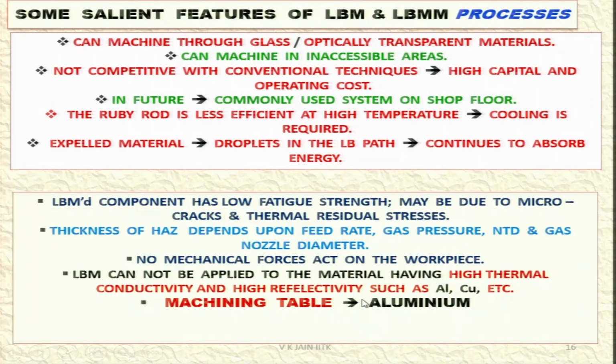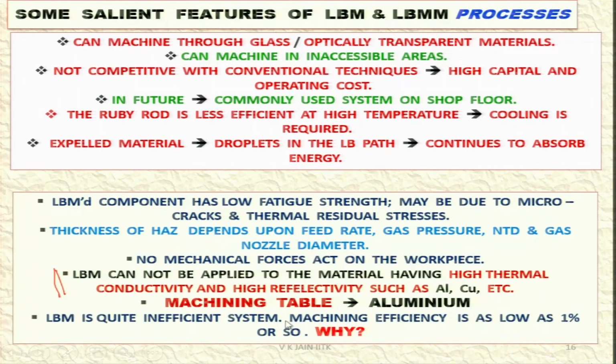Please note it very carefully, this is a very important characteristic: LBM cannot be used for machining those materials which have high thermal conductivity and high reflectivity. Some of them are like aluminum, because in some cases a table for holding the workpiece is made of aluminum. Copper is also more or less the same, and so on. Machining table is made of aluminum material in some cases.